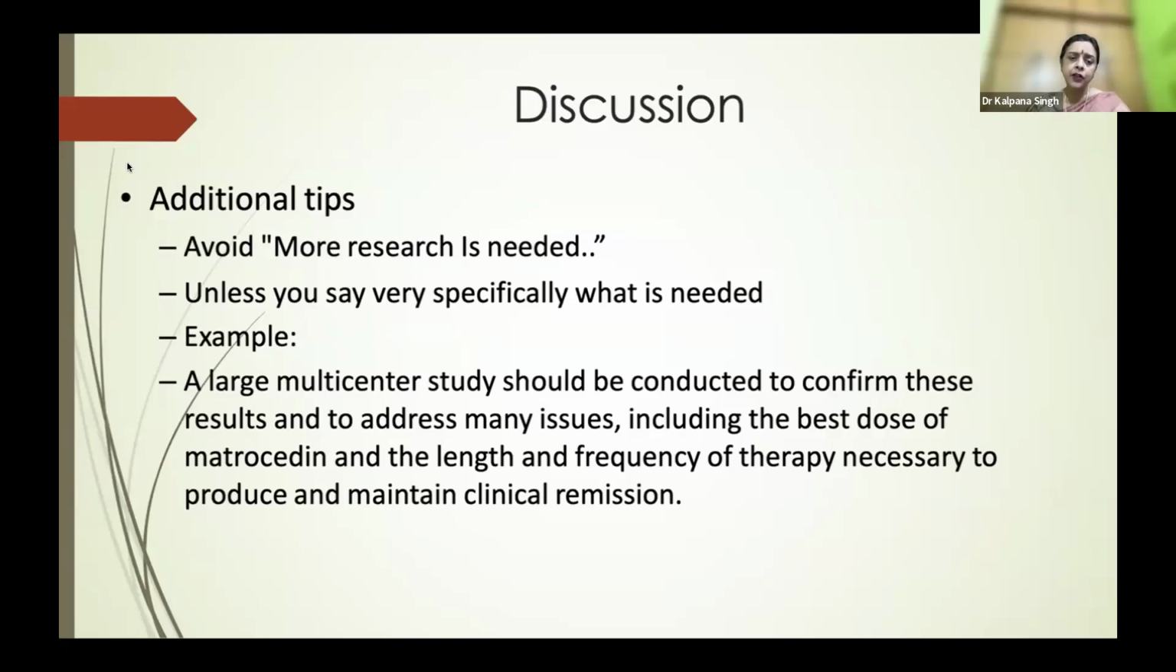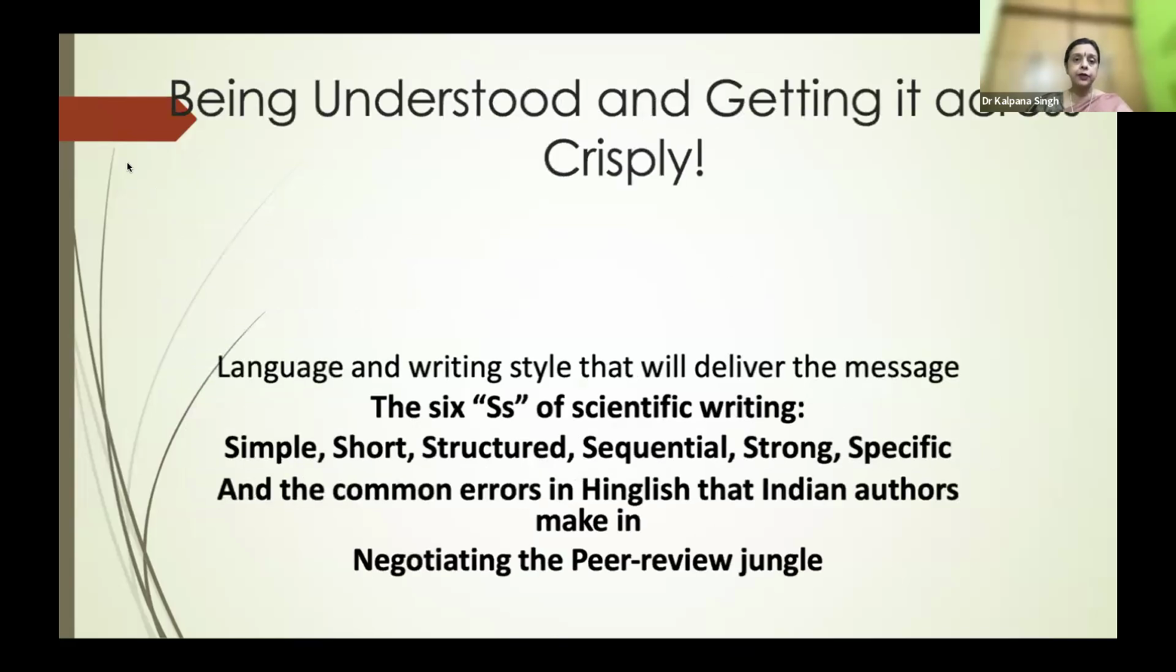Avoid saying more research is needed unless you say very specifically what is needed. For example, a large multicentric study should be conducted to confirm these results and to address many issues, including the best dose of matrocedin and the length and frequency of therapy necessary to produce and maintain clinical remission. So these types of sentences should be avoided in the discussion. So this was all about the discussion.